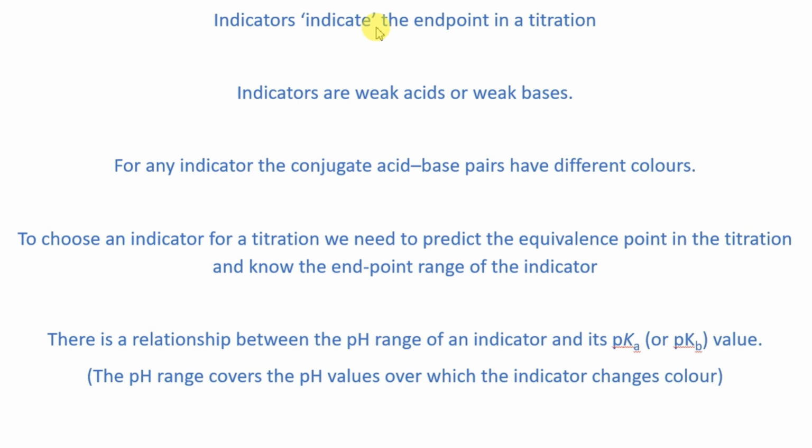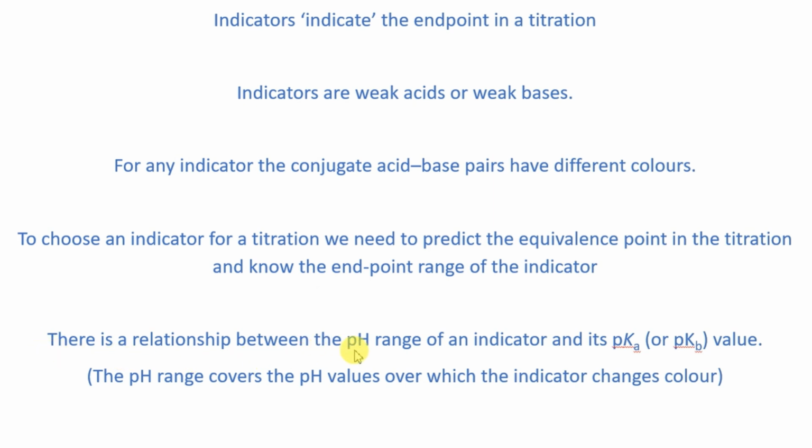Indicators indicate the endpoint in a titration. I like to think that's how they got their name. Indicators themselves are weak acids or weak bases, and for any indicator, the conjugate acid-base pairs have different colors. To choose an indicator for a titration, we need to predict the equivalence point in the titration and know the endpoint range of the indicator.